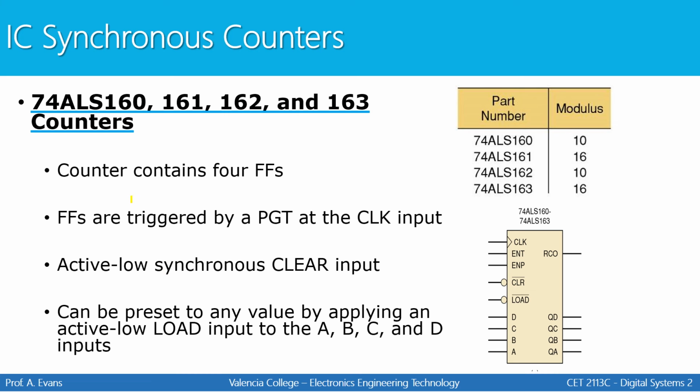The first is the 74 ALS 160, 161, 162, and 163. These are 4 different part numbers that are all different types of counters. You can see over here that the 160 and the 162 have a mod of 10. It's a mod 10 counter. That means it can only count from 0 to 9. And then we can see that the ALS 161 and 163 are mod 16 counters. Those can count from 0 to 15.